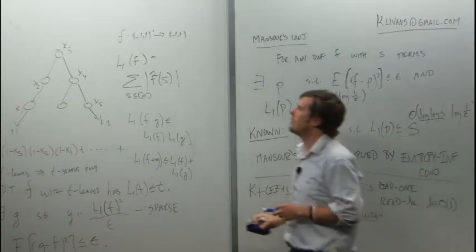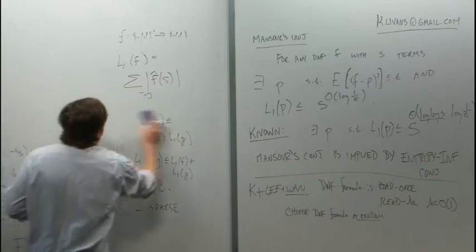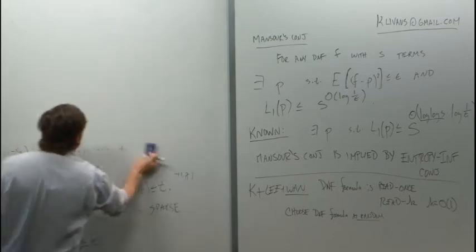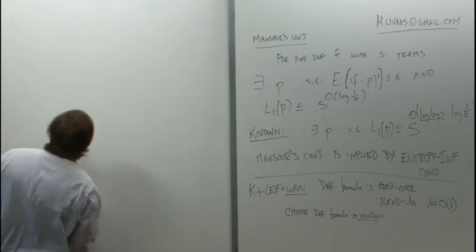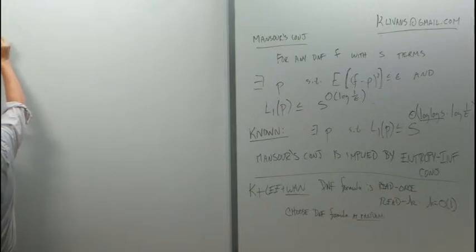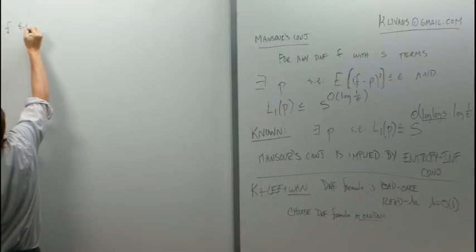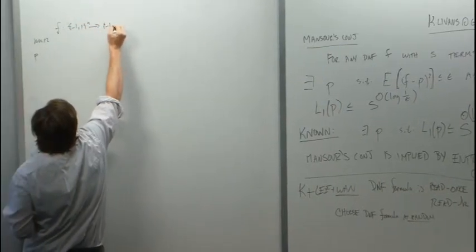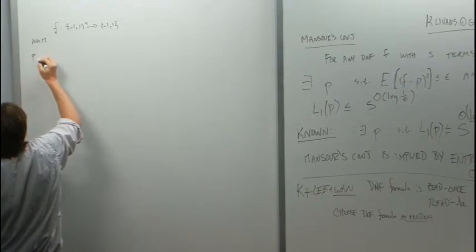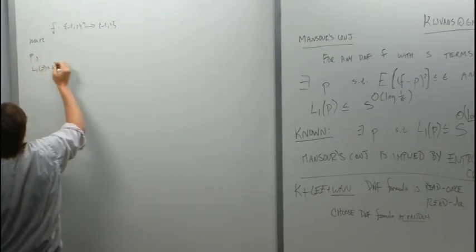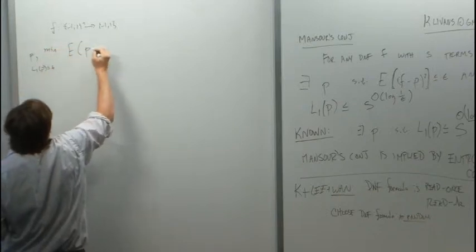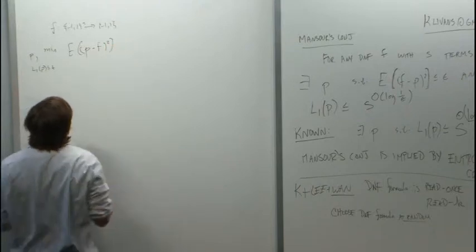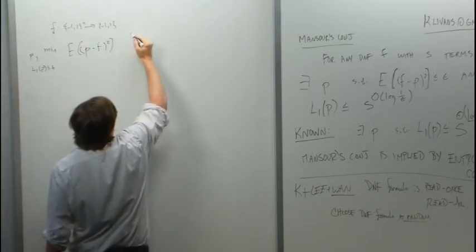Let me summarize what we discussed last time. We considered the following optimization problem. We fixed a Boolean function f, and we wanted to minimize over all p such that L1 of p is at most t, approximately minimizing the expectation of (p minus f) squared. And we saw that we could do this.